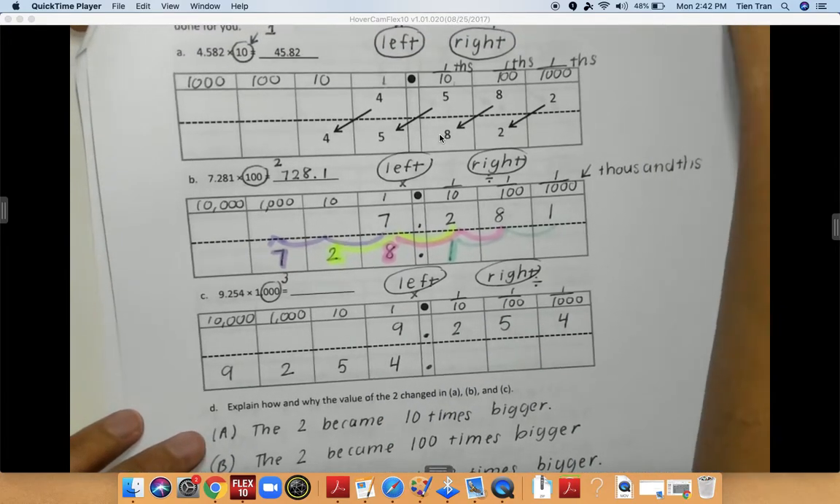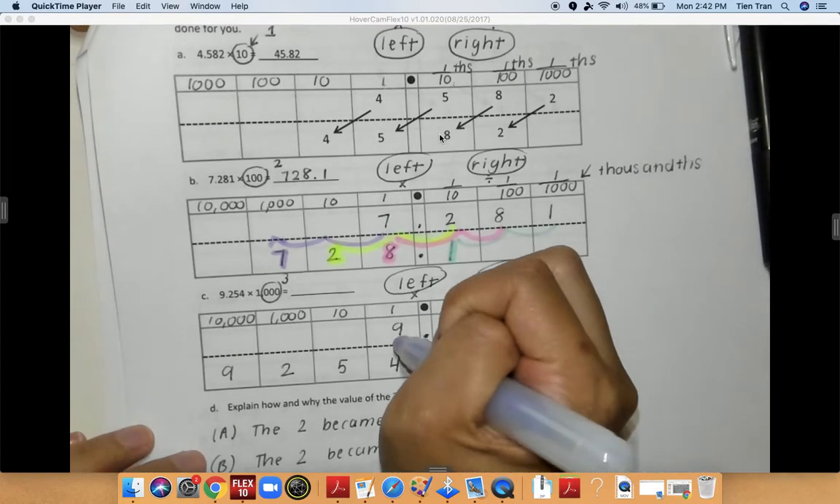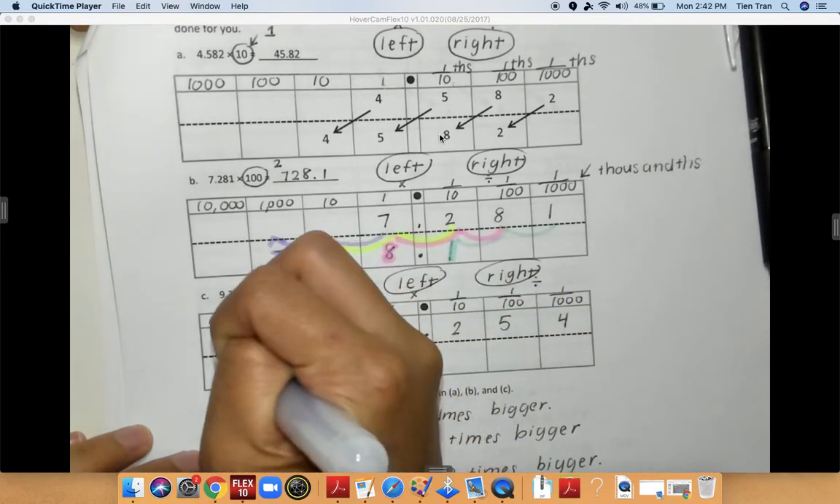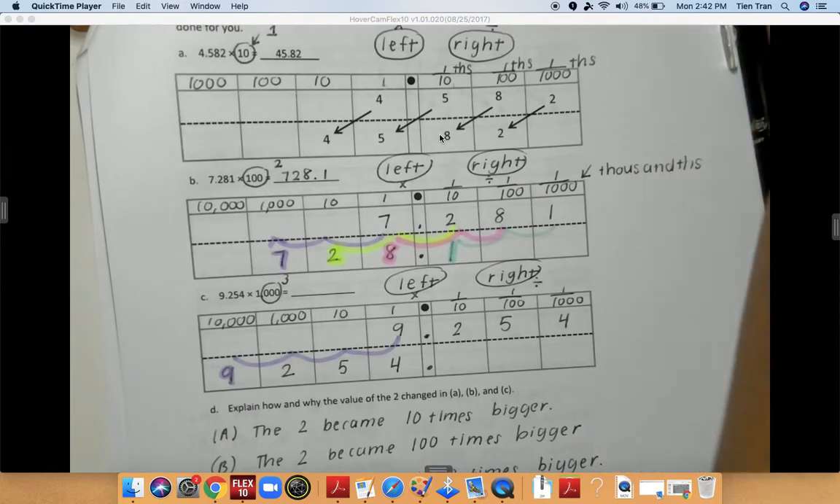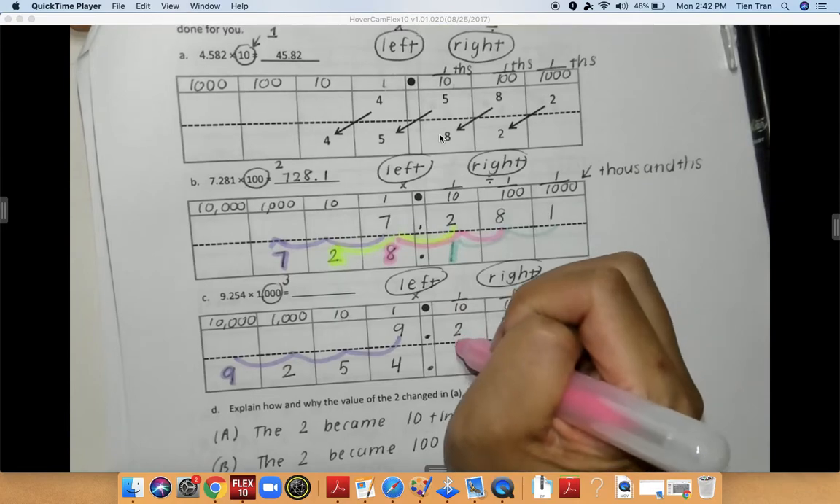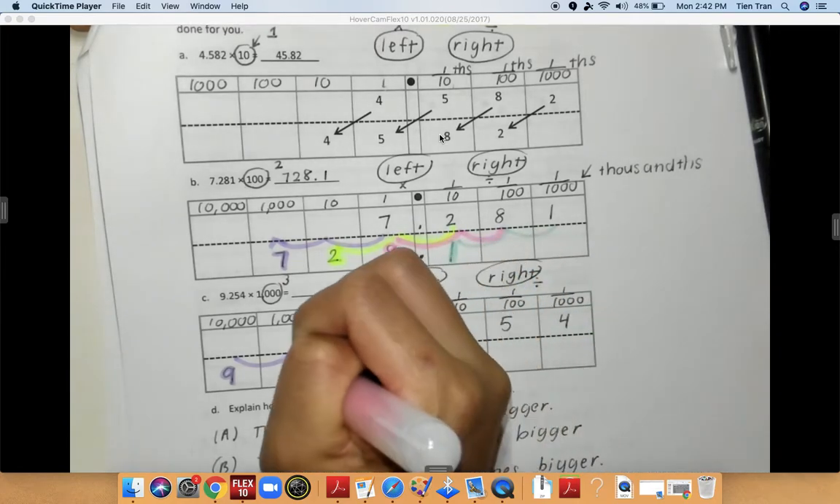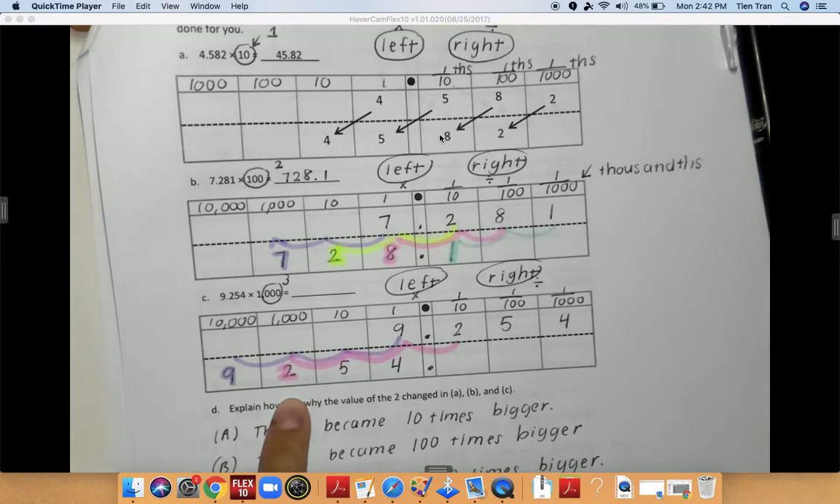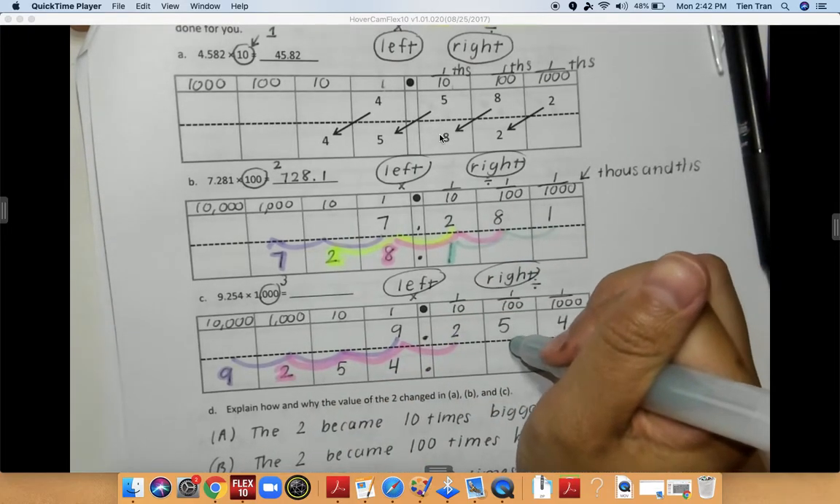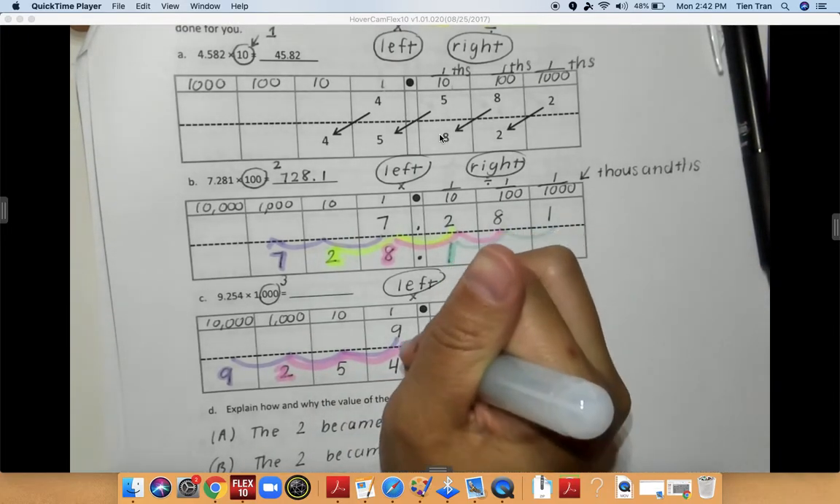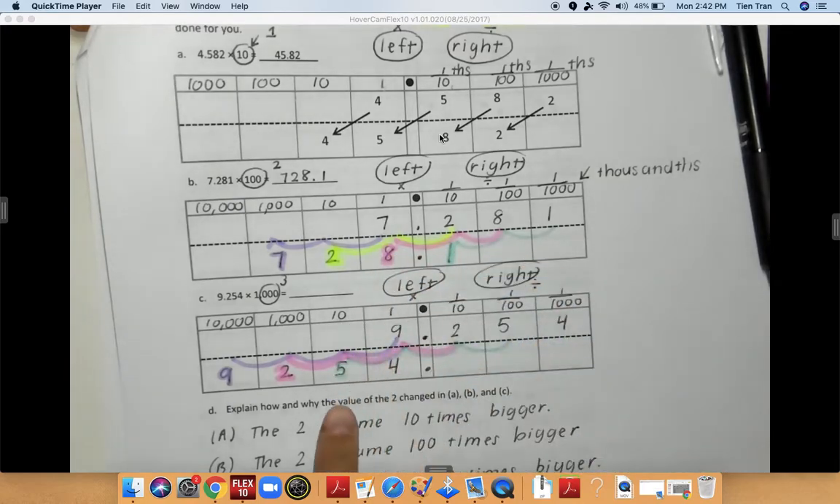I'm going to do the same thing I did earlier. I'm going to use color. I'm going to go 1, 2, 3. So you have 9, and when you move it over 3 times, it changes to 9,000, right? And my next number I have is the 2. And when I move it over 3 times, I get 1, 2, 3. My 2 is now in the thousands place. Now my 5. I need to move it over 3 times. 1, 2, 3. My 5 is now in the tens place.